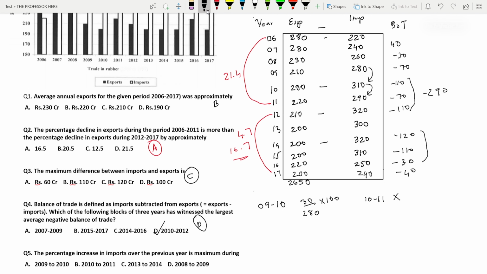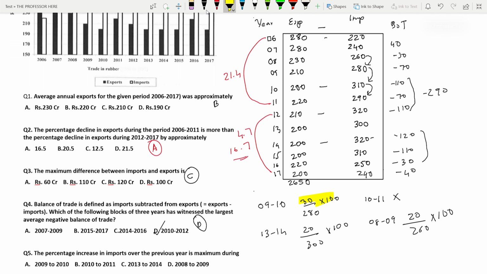So we go to option C, 2013 to 2014. In 2013 it was 300, it goes to 320. 320 minus 300, 20 by 300 into 100. Option D, 2008 to 2009. In 2008 it is 260, it increases to 280. So 280 minus 260, 20 divided by 260 into 100.